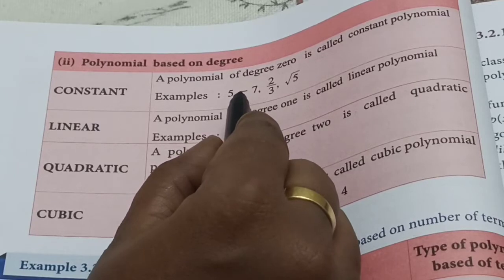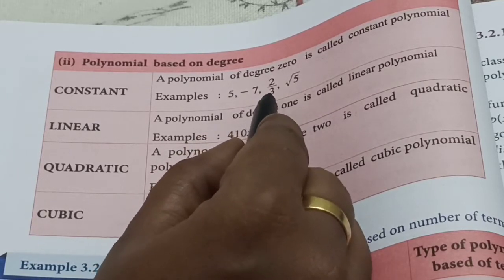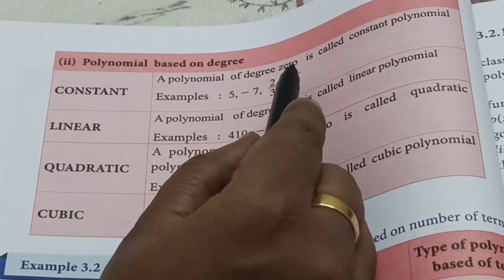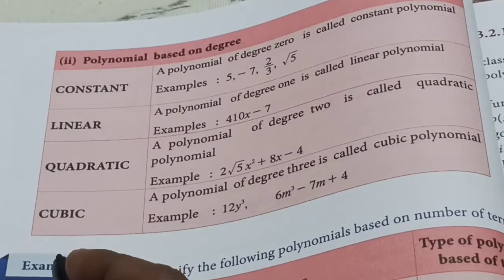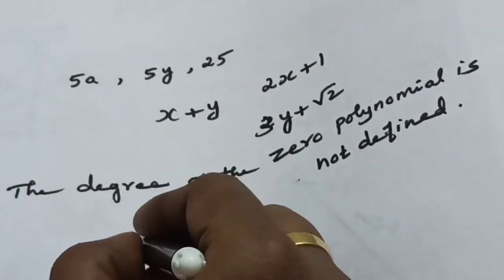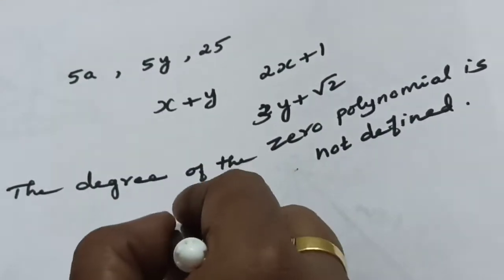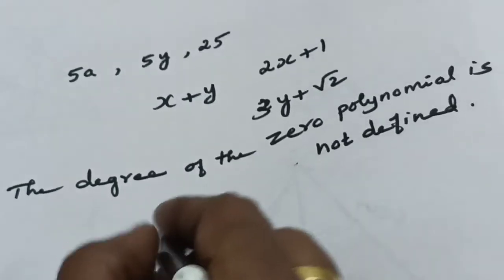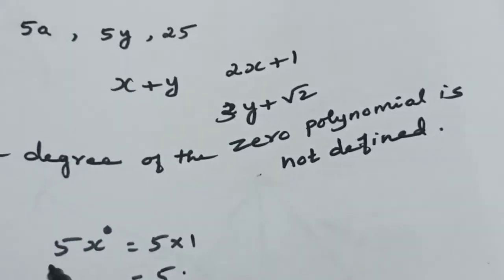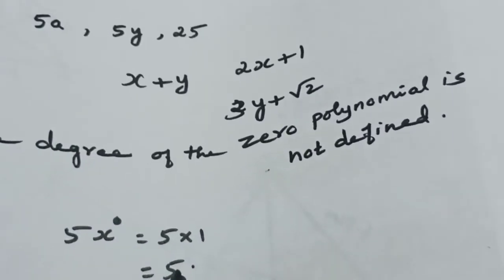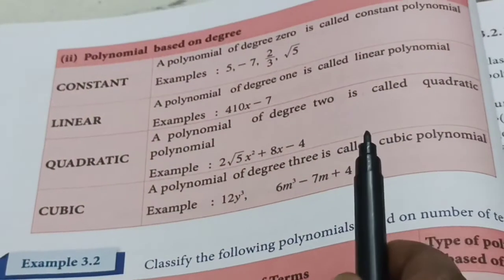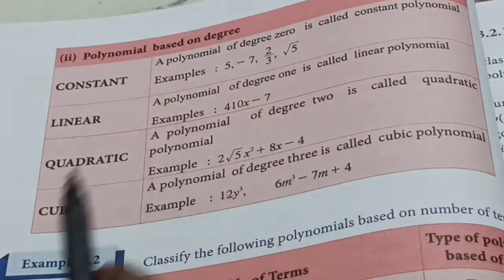Okay, and then 5, minus 7, 2 by 3, then square root of 5. Okay, the polynomial of degree 0. Degree 0 means how it will come? Say 5 into x power 0. X power 0, what can we write? 5 into any number power 0 is 1, isn't it? Equal to 5 only we will get. Here degree 0, isn't it? 5 means what's the degree here? 0 degree. Okay, the polynomial of degree 0 is called a constant polynomial.